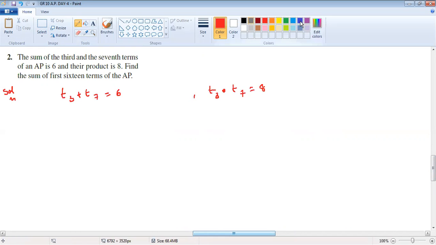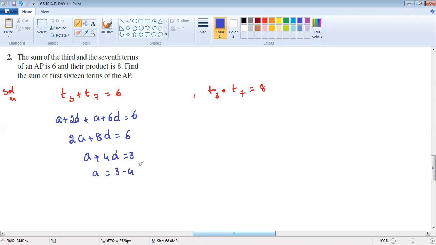See, what you could write? T3 stands for A plus 2D, T7 stands for A plus 6D, which is equal to 6. Then what you could write? 2A plus 8D is equal to 6. Divide by 2 on both sides, then A plus 4D is equal to 3. Then A is equal to 3 minus 4D.